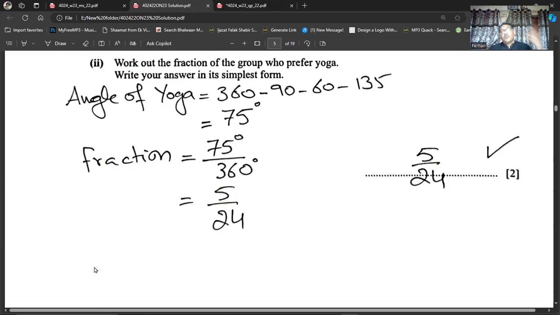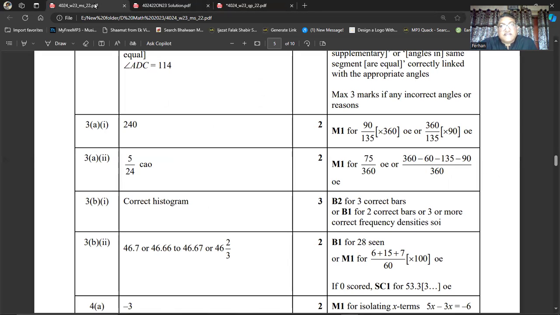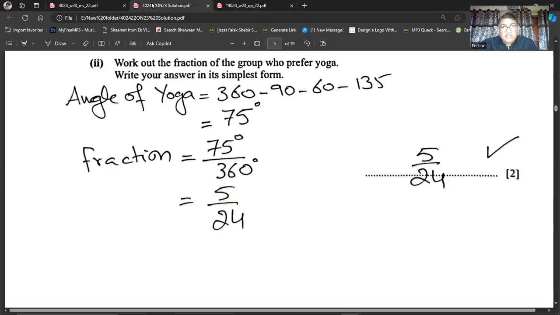So the fraction the yoga represents of the people is 75 degrees divided by 360 degrees, and that will be 5 by 24. 5 by 24 is the right answer, sir. This is the solution.